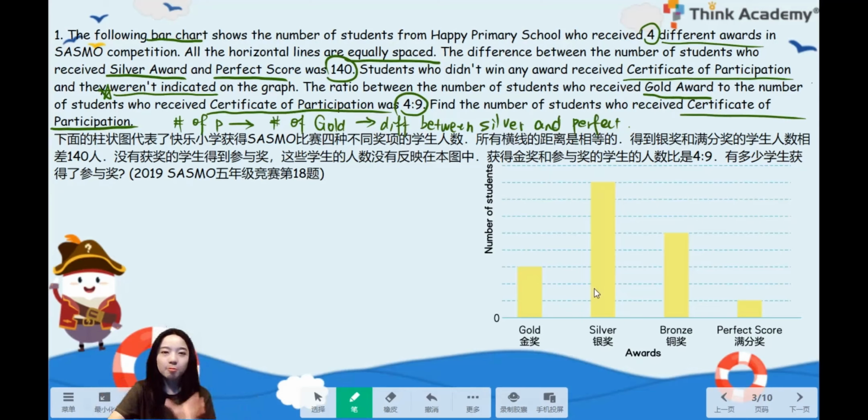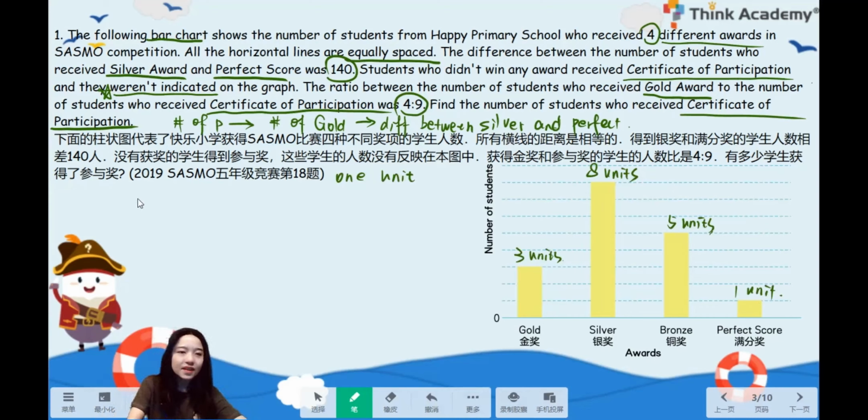Now, let's see. We can say that the distance between two adjacent lines is 1 unit. So how many units does the gold award represent? 1, 2, 3. There are 3 gaps, so it is 3 units. Then for the silver award, it has 8 gaps, so it contains 8 units. And the bronze award contains 5 units, while the last one, perfect score, contains only 1 unit.